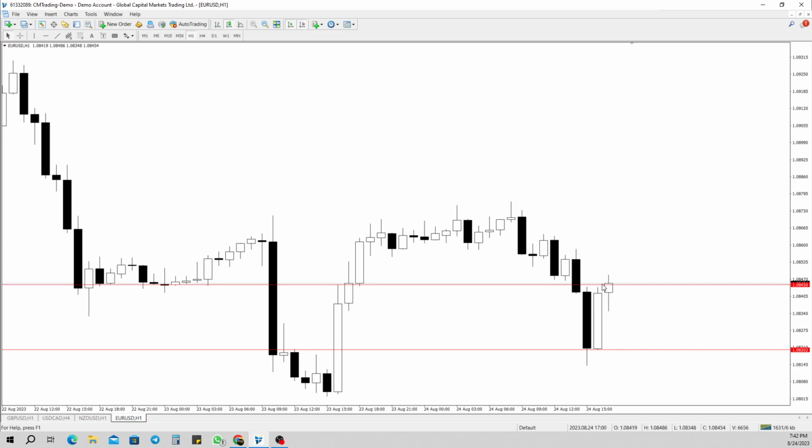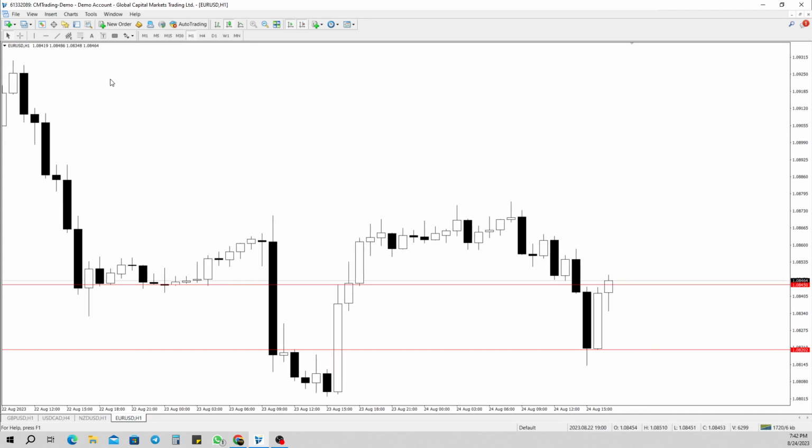So what you will do in this area, you will use a pending order, and this would be a buy limit. Buy limit means you are going to get into a buy trade but below the current market price. So when the price comes back lower to this area, your order will be executed.